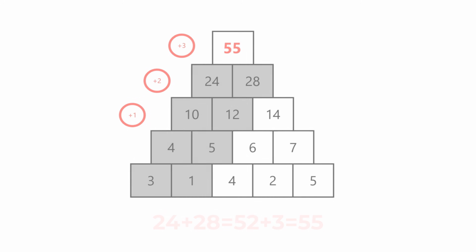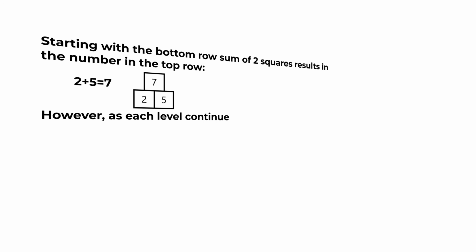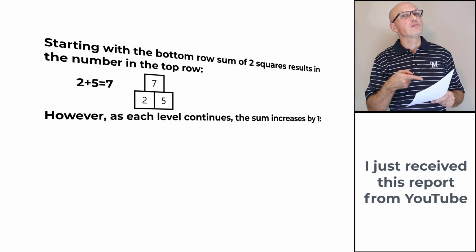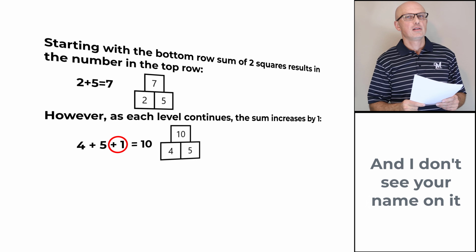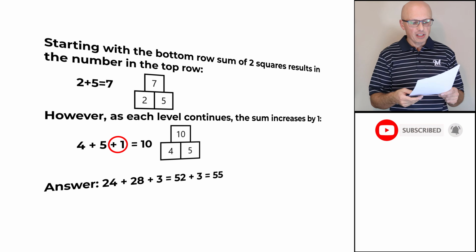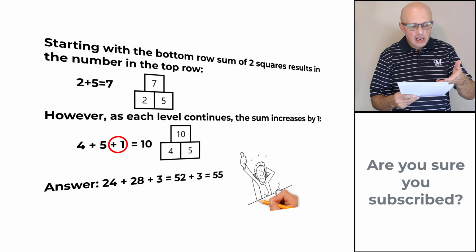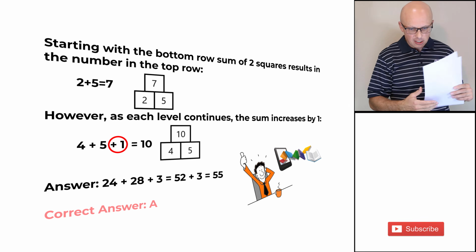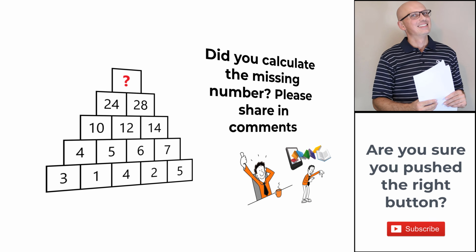Let's recap. Starting with the bottom row, the sum of two squares results in the number in the next row. For example, 2 plus 5 equals 7. However, as each level continues, the sum increases by 1. For example, 4 plus 5, we need to increment and add 1 to get to 10. So the answer is calculated by adding up 24 plus 28 plus 3, which would be equal to 52 plus 3 and would be equal to 55. The correct answer here is choice A, 55. Hopefully you've nailed this question and now know how to answer similar problems on the test.